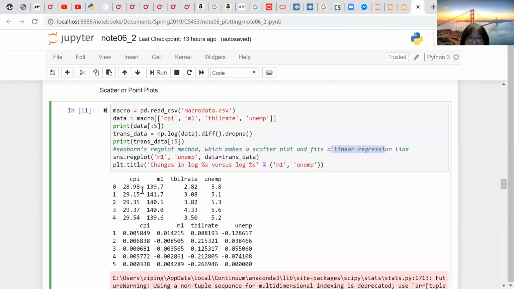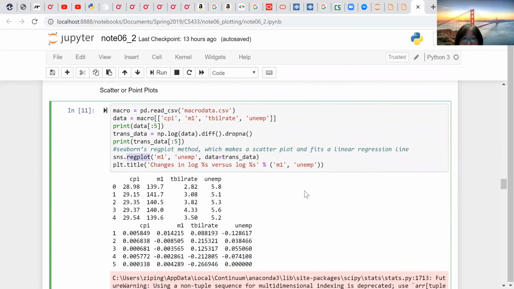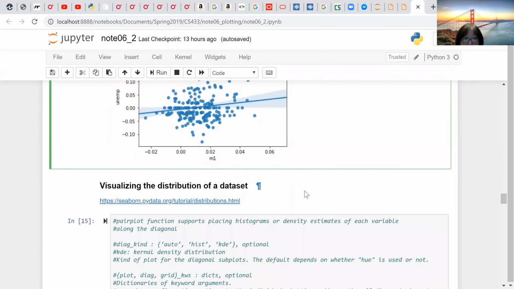So with Seaborn, you can also do scatter plotting and linear regression with regplot. And after class, if you want, you can try more, okay? You can try M1 versus CPI or unemployment versus CPI, something like that to see the result. Okay, so this is regarding scatter plotting and the linear regression plotting.